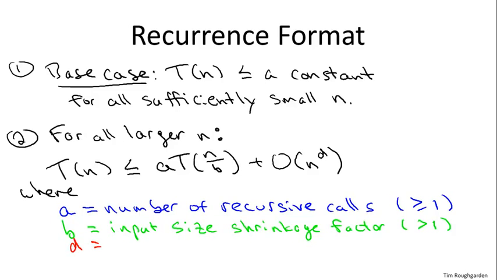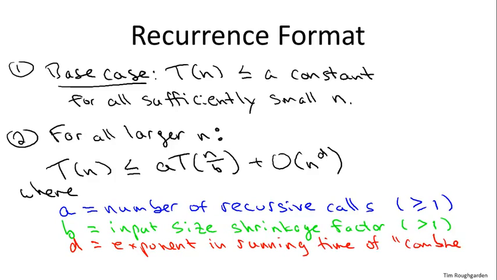Finally, there's d, which is simply the exponent in the running time of the quote-unquote combine step. That is, the amount of work which is done outside of the recursive calls. And d could be as small as 0, which would indicate a constant amount of work outside of the recursive calls.